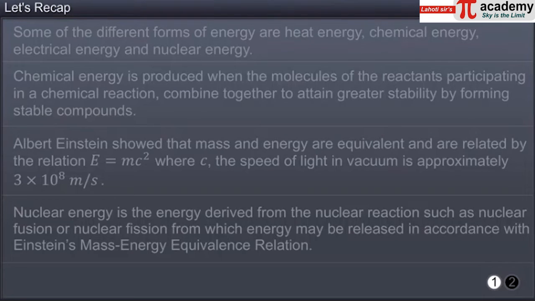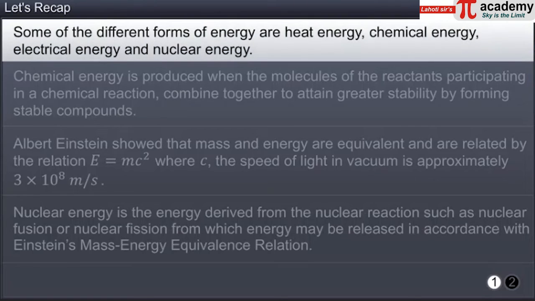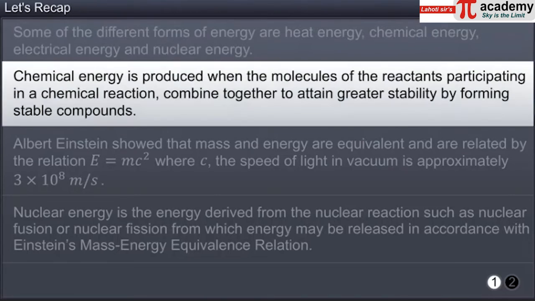You have now reached the end of this module. In this module, you learned that some of the different forms of energy are heat energy, chemical energy, electrical energy, and nuclear energy. Chemical energy is produced when the molecules of the reactants participating in a chemical reaction combine together to attain greater stability by forming stable compounds.